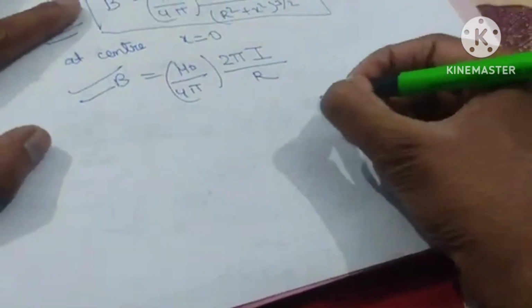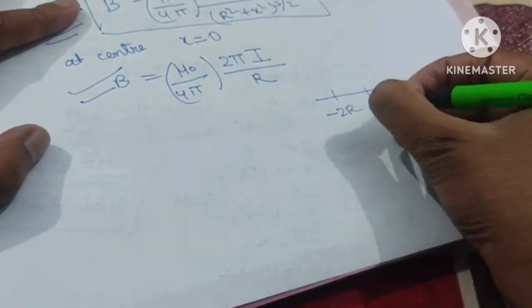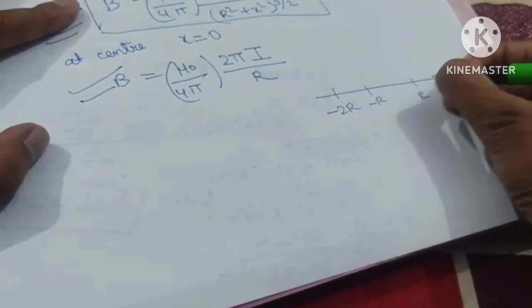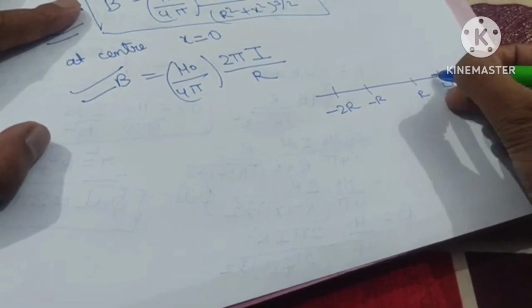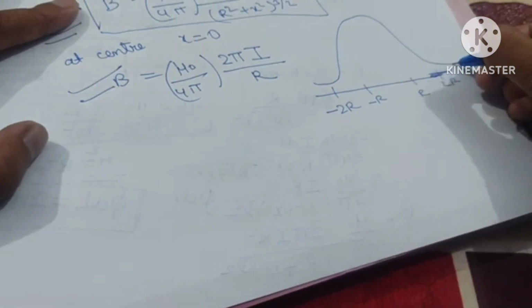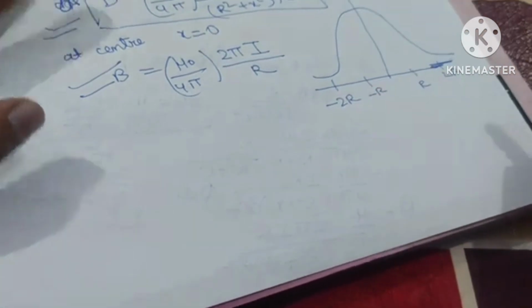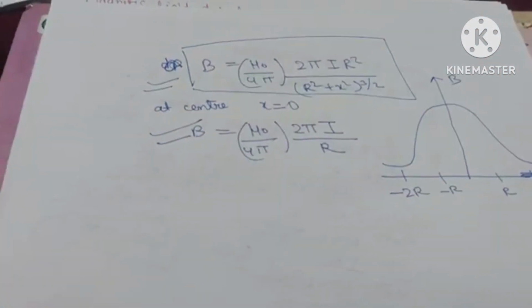If I'm plotting the graph, it would look like this, from minus 2r to 2r. Okay, so from here it is a magnetic field. So look at this question.